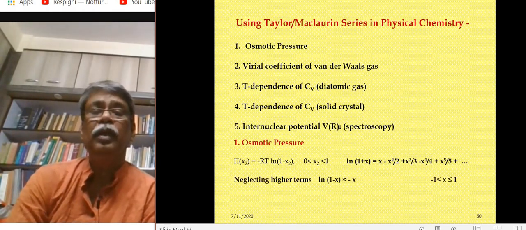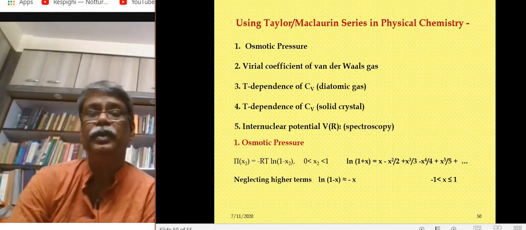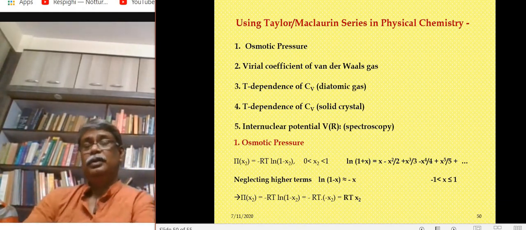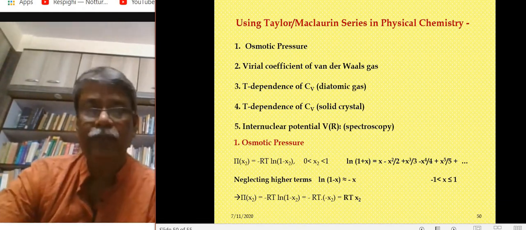So you see, if x is very small, then you can neglect the higher terms. So ln(1 + x) is simply x, and ln(1 - x) is simply minus x, right? So ln(1 - x2) is simply minus x2. So the whole thing is minus minus plus, so RT ln x2. That is the typical class 12 level reduction that we have done in osmotic pressure.